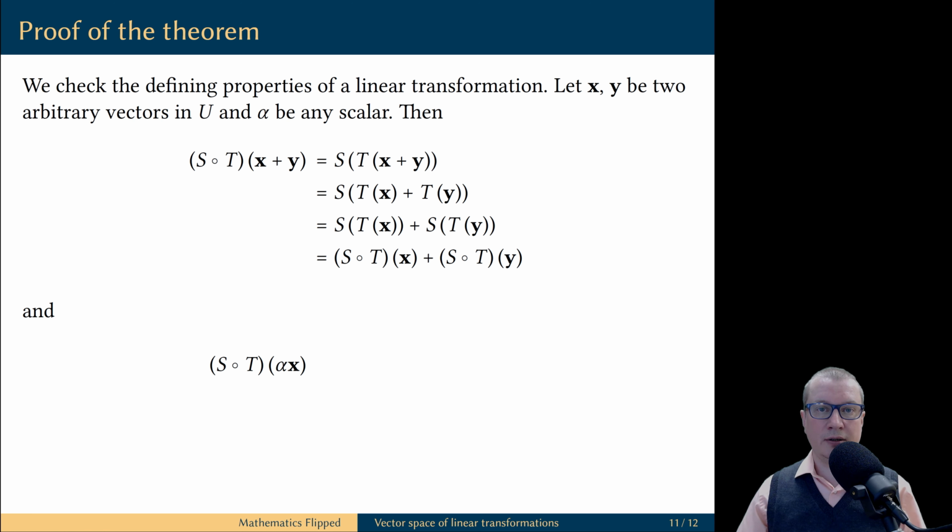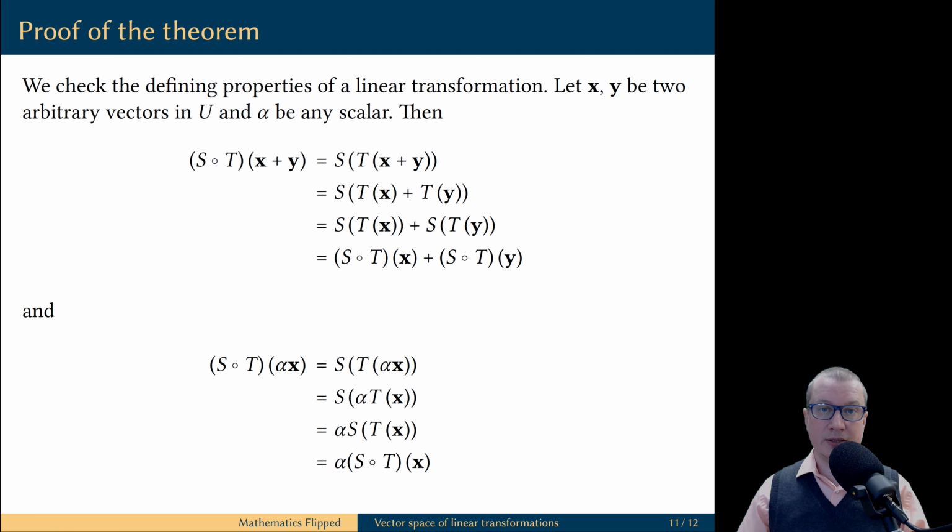Similarly, for scalar multiplication, first we use the definition of the composition, then we recall that T is a linear transformation, and then we recall that S is a linear transformation. S of T of x is the same as S composed with T applied to x, and this shows that the composition preserves scalar multiplication. These two computations verify that composition of linear transformations results in a linear transformation.